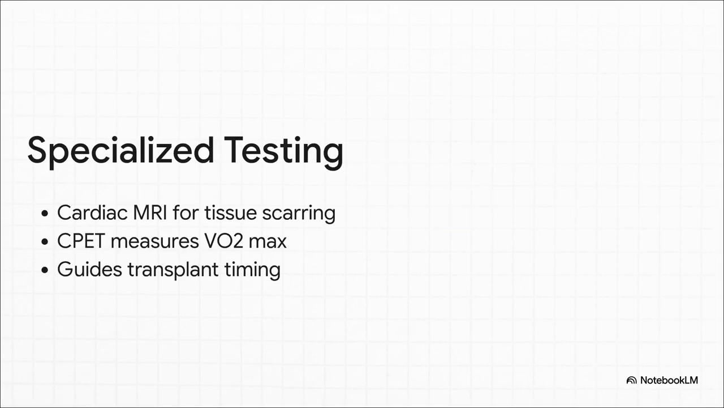Finally, for those really highly complex cases, we keep some specialized testing in our back pocket. A cardiac MRI is fantastic for detailed tissue characterization, finding scars or infiltrative diseases. And a cardiopulmonary exercise test, or CPET, can objectively measure functional capacity through VO2 max. That's super important to help guide the timing for advanced therapies, like a heart transplant.